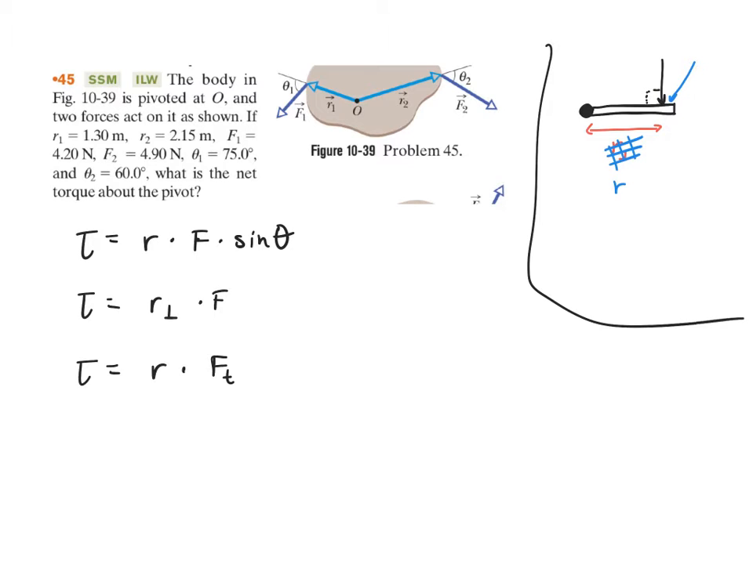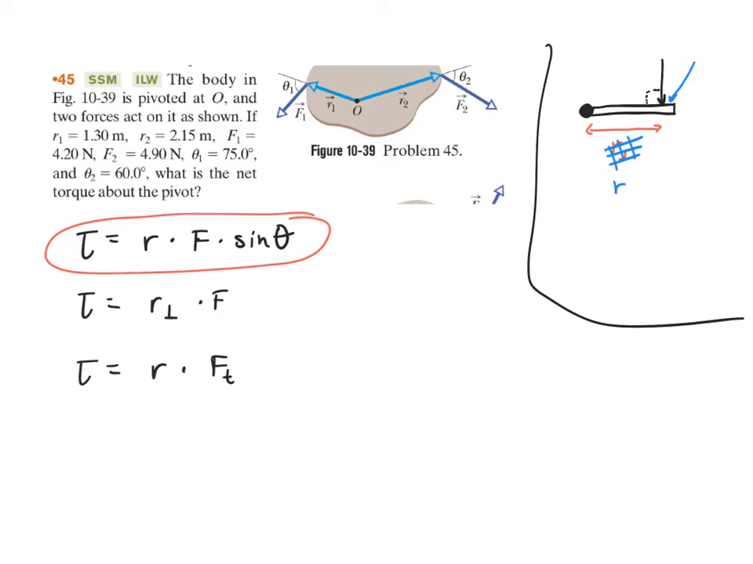So this first example, because the angles are not 90 degrees, we're automatically going to use the first formula. Whenever the angle between R and F is 90 degrees, then we're likely going to use the second or third formula, and we'll see when we'll use one or the other of those two. So for the first example, we're going to start with this first formula. Feel free to chime in with questions, obviously.